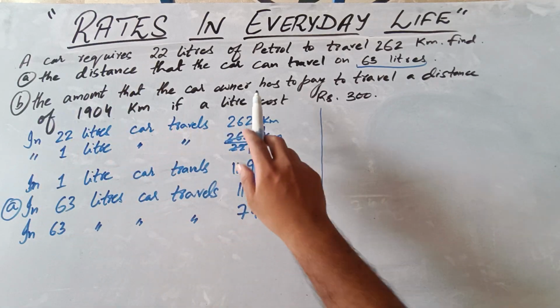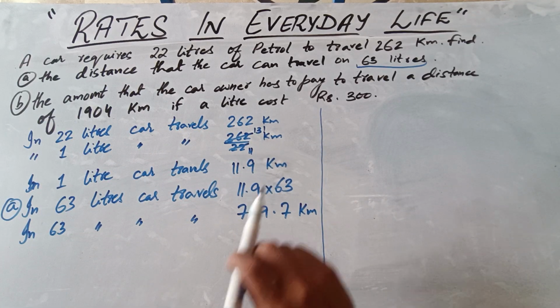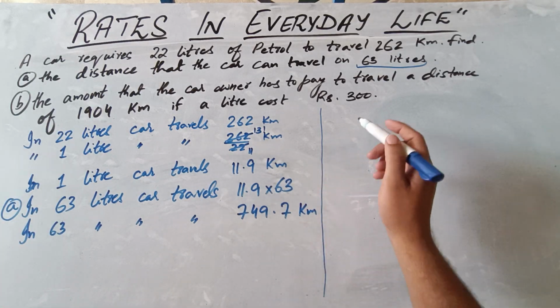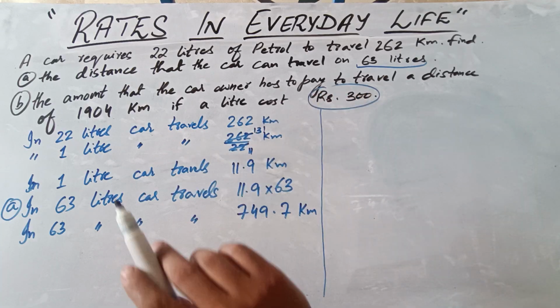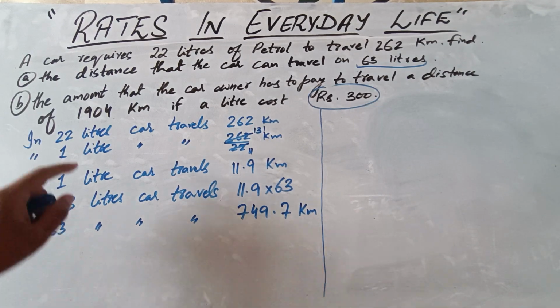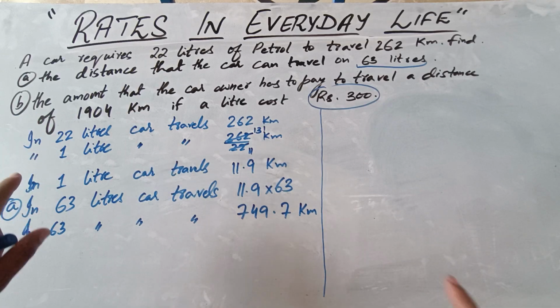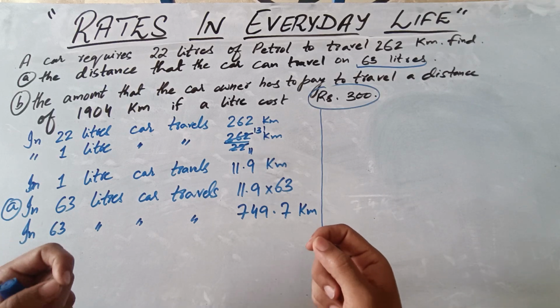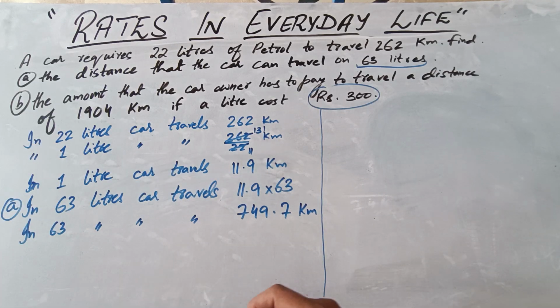Now let's see the second part of the question. The amount that the car owner has to pay to travel a distance of 1904 kilometers if 1 liter costs 300 rupees. So let's connect it with the first part. To find out how much amount the car owner has to pay, first of all we need to find out how many liters of petrol would be consumed to travel 1904 kilometers.